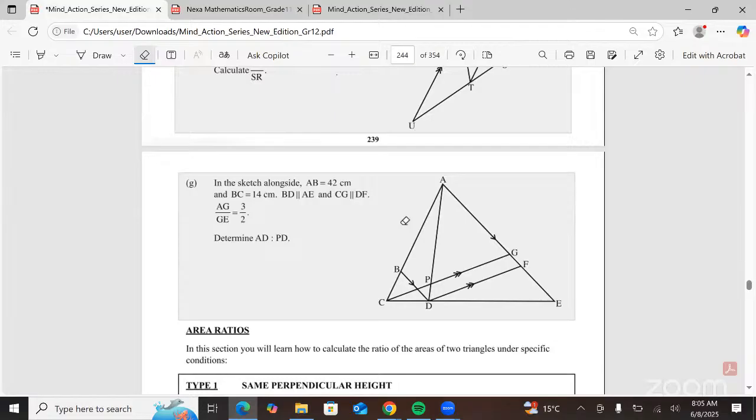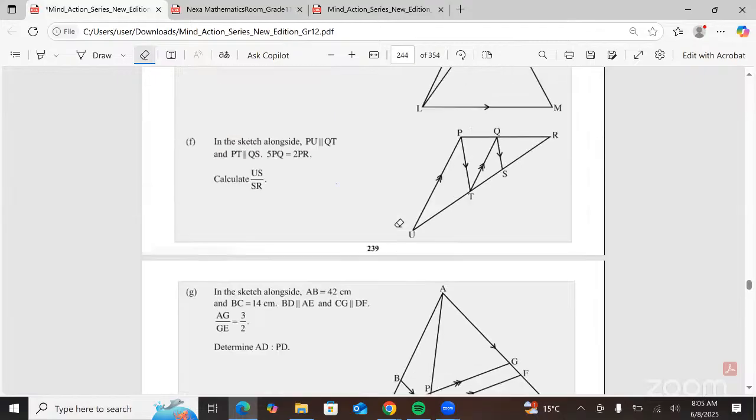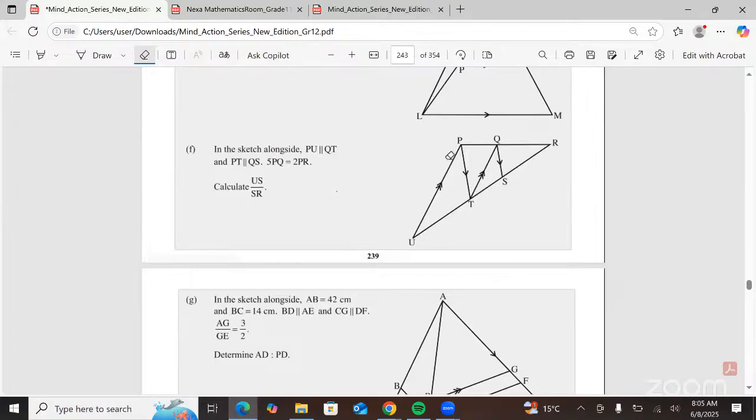Then without wasting any more time, let me just dive into these problems. I would love us to first remind ourselves of the proportionality theorem so that we can proceed to the topics that I want us to look at for today. We are going to do question number F. They say in the sketch alongside, PU is parallel to QT. We are given that PU is parallel to QT.